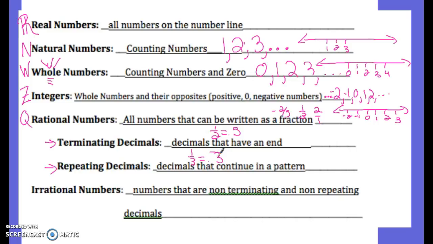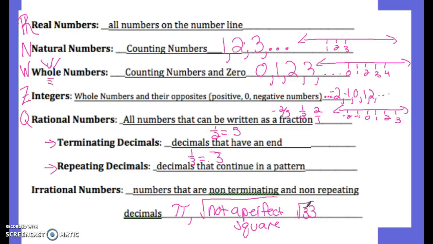Then you have irrational numbers, which are numbers that are non-terminating and non-repeating decimals. Things like pi. Anytime you have the square root that's not a perfect square. So for instance, the square root of 33, that's not a perfect square.